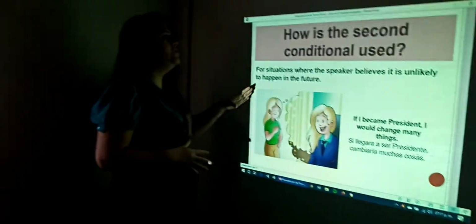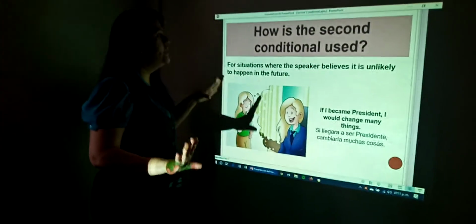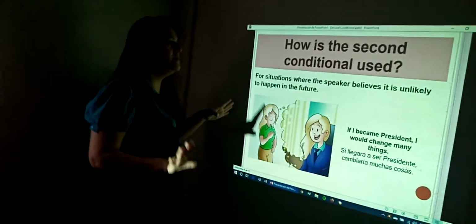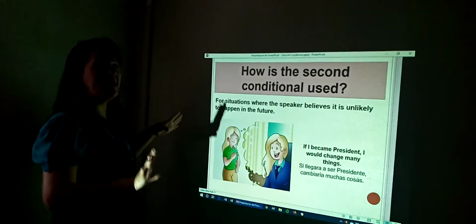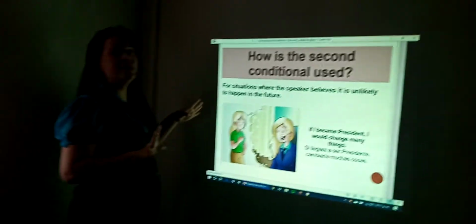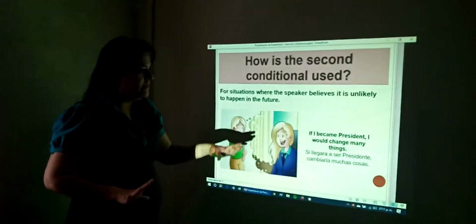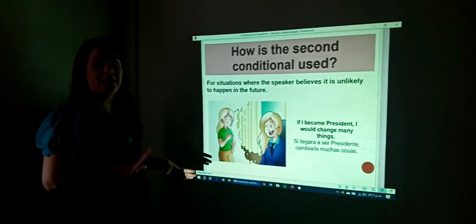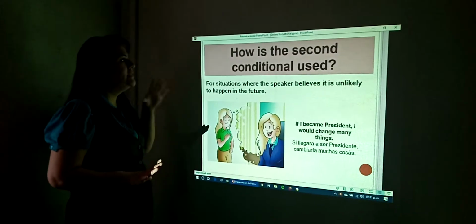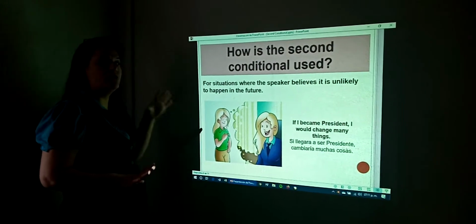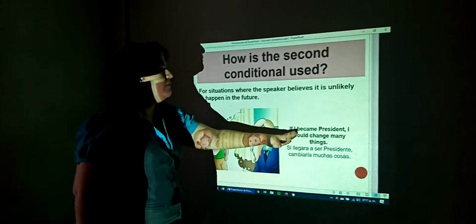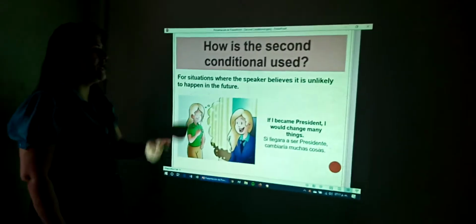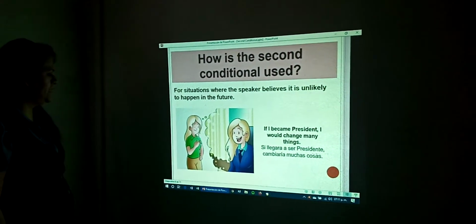This is how the second conditional is used: for situations where the speaker believes it is unlikely to happen in the future. The example: if I became president, I would change many things. This is the second conditional and how to use it. You put if I became president, comma, I would change many things.